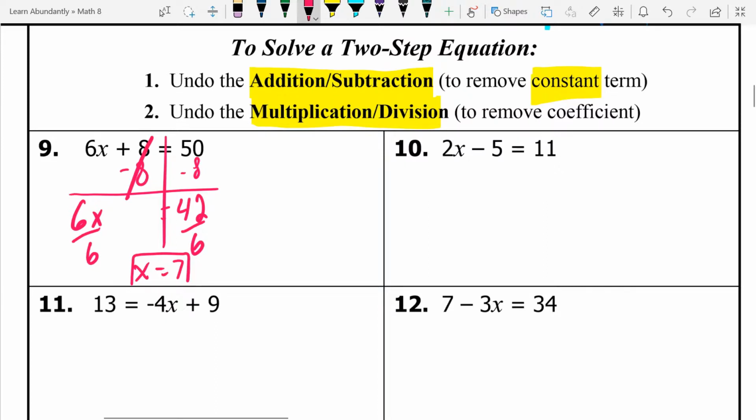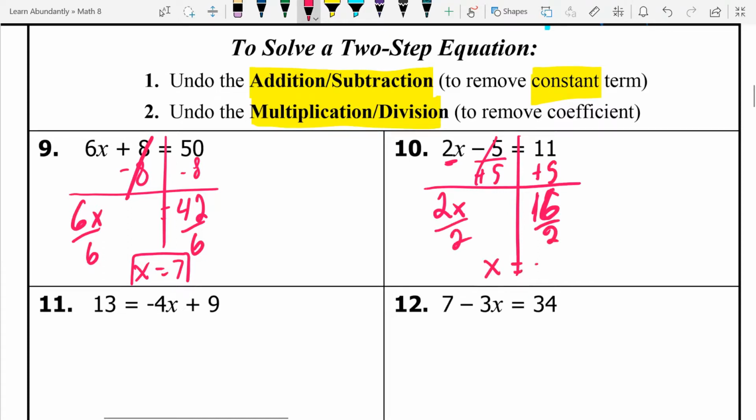Number 10. The first thing I'm going to do is not get rid of the 2. I'm going to get rid of the minus 5. The minus 5 is the easiest part to remove because I can just add 5 to both sides. Remember, I always draw a line where the equal is, so I remember which side is which. When I do that, I get 2x still. I haven't touched that part yet. The negative 5 and the plus 5 cancel out, but then it equals 16. Now I need to get rid of the 2 that's on the x, so I divide by 2, and I get x equals 8.